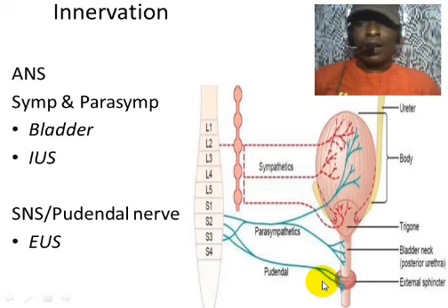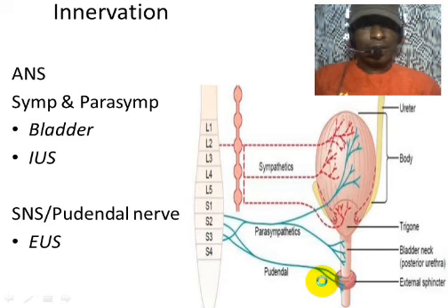Okay, good. I take it again. The autonomic nervous system supplies the bladder and the internal urethral sphincter, whereas for the somatic nervous system, the pudendal nerve, the major supply is to the external urethral sphincter.